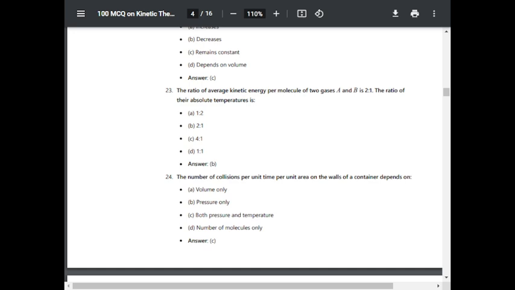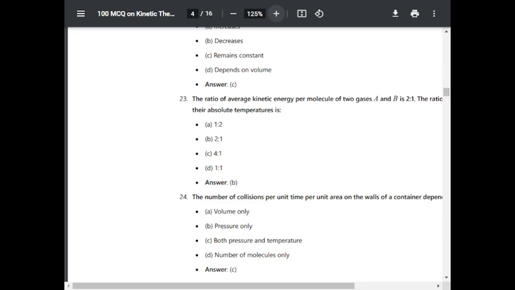The number of collisions per unit time per unit area on the wall of the container depends upon: option A, volume only; option B, pressure only; option C, both pressure and temperature; option D, number of molecules. The correct answer is C, both pressure and temperature. The number of collisions per unit time per unit area on the wall of the container depends upon both pressure and temperature. Option C is correct.